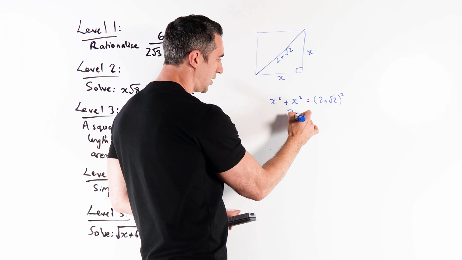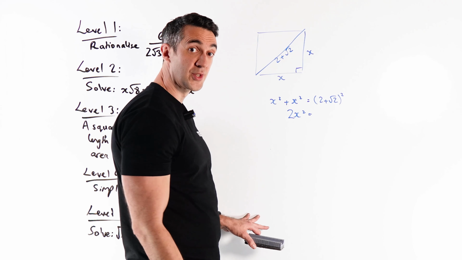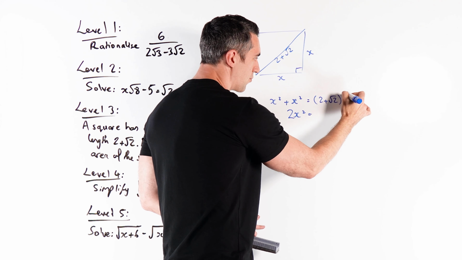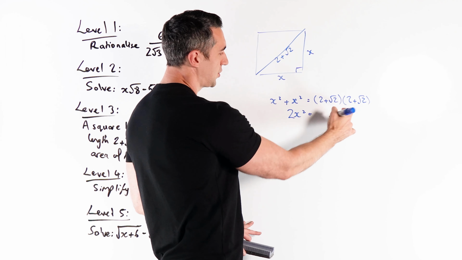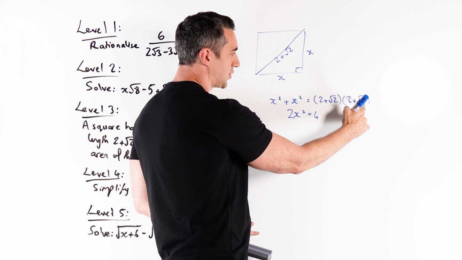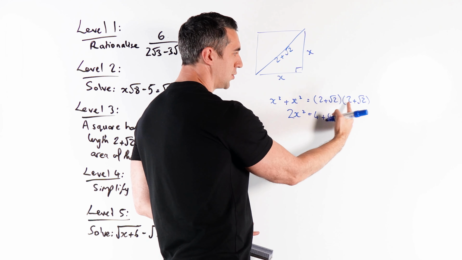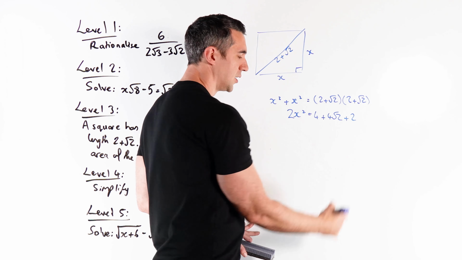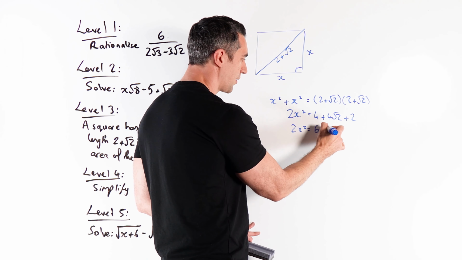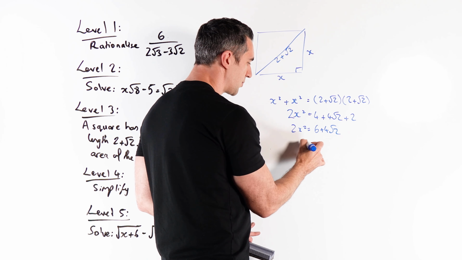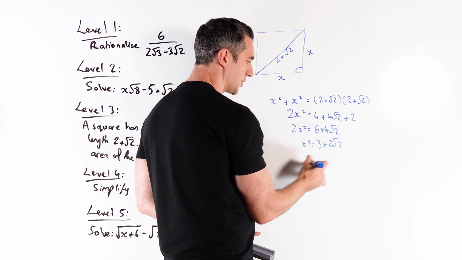So left-hand side just becomes 2x squared. And now remember, these are double brackets. So if it helps, you can write it out twice. Make sure we're going to get all those terms we need. So 2 times 2 gets me 4. I've then got 2 root 2 and another 2 root 2. So that's 4 root 2. And I've got root 2 times root 2, which would be 2 on the end. All right, so I've got 2x squared equals 6 plus 4 root 2, which means that x squared would equal 3 plus 2 root 2.